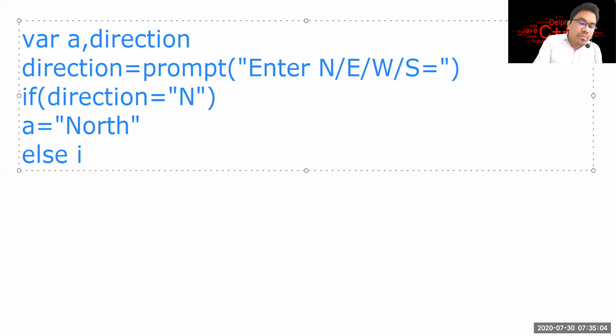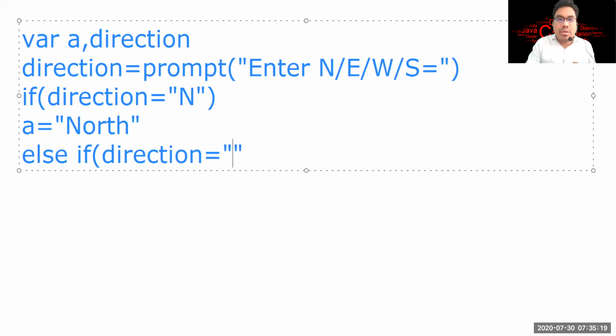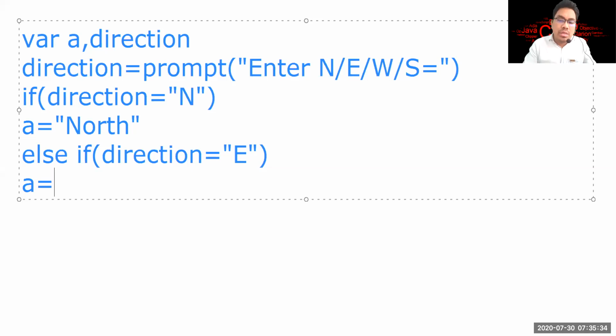Else if. Then the second statement will be, wait, let me copy this all and paste it here. The second statement will be this one: direction equal to east. Okay, else if direction equal to east, and A equal to what? East. Okay, A equal to east. It is same as the previous one. A equal to east. After that, you just continue. Else if direction equal to W.